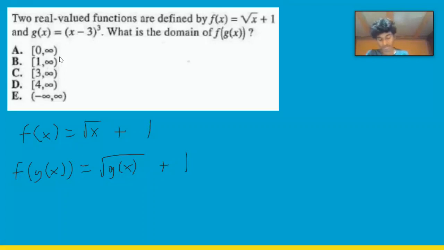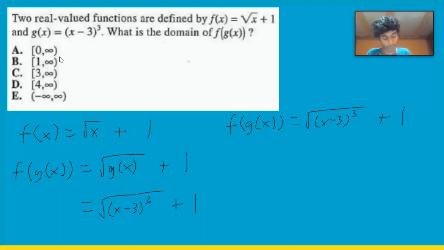And what's g of x? We know that g of x is x minus 3 cubed, so this is the square root of x minus 3 cubed plus 1. So we need to find the domain of this function. So what is the domain of f of g of x? Let's write it here. The square root of x minus 3 cubed plus 1.